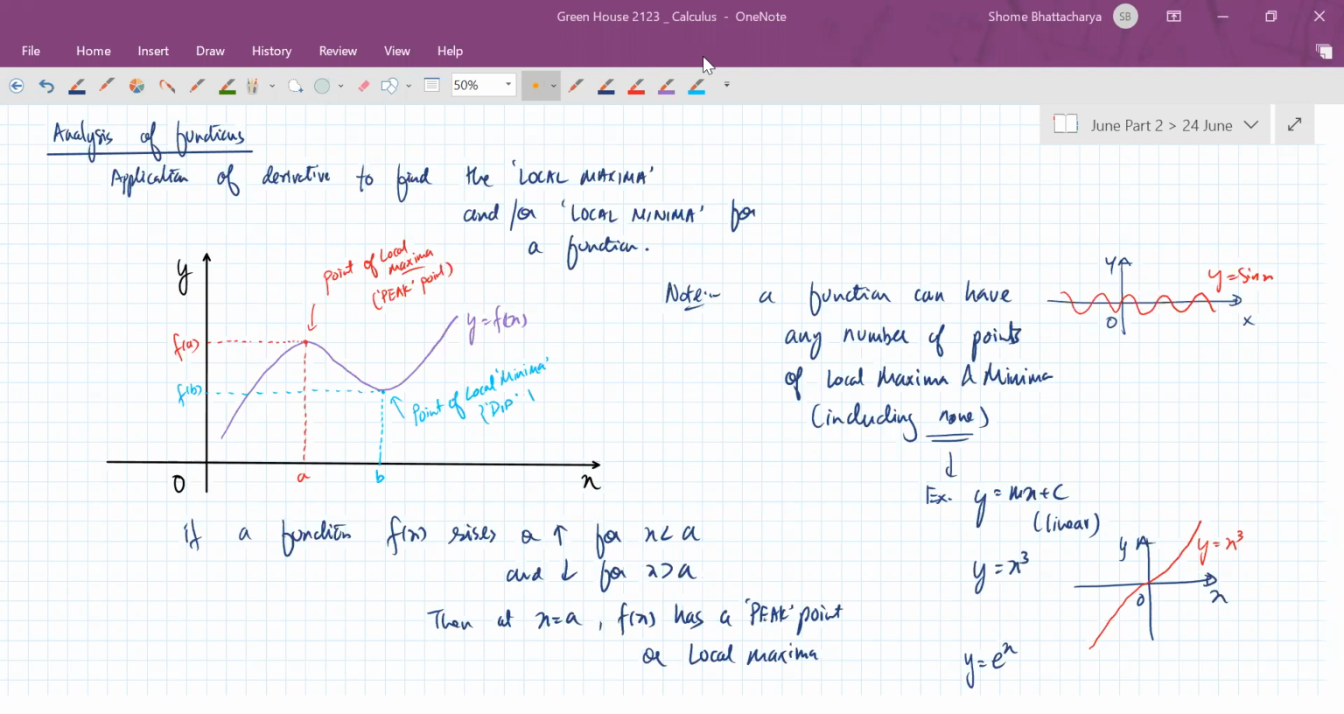So what did you write? If a function f(x) rises or increases for x less than a, it increases for x less than a and decreases for x greater than a. Then at the point x equal to a, it has a peak point. Okay, so that is called the local maxima point.